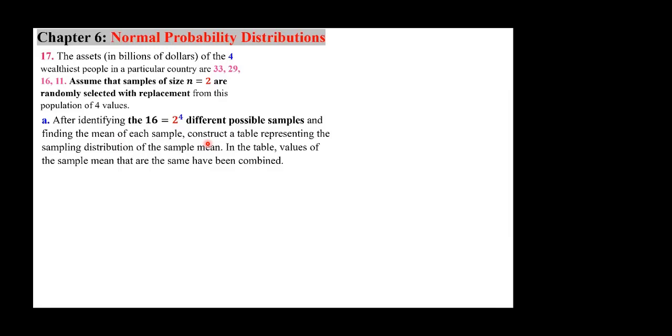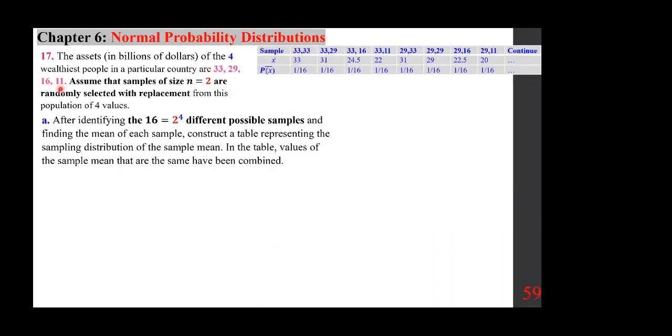So what do we mean by that? The fact that we are doing it with replacement, it means start with the first number, 33 with itself, then 33 with 29, then 33 with 16, then 33 with 11 because we are choosing 11. Then we go to the next number, 29. Choose it with 33, then 29 with itself, then with 16, then with 11, and continue with that thoughts. That's the concept.